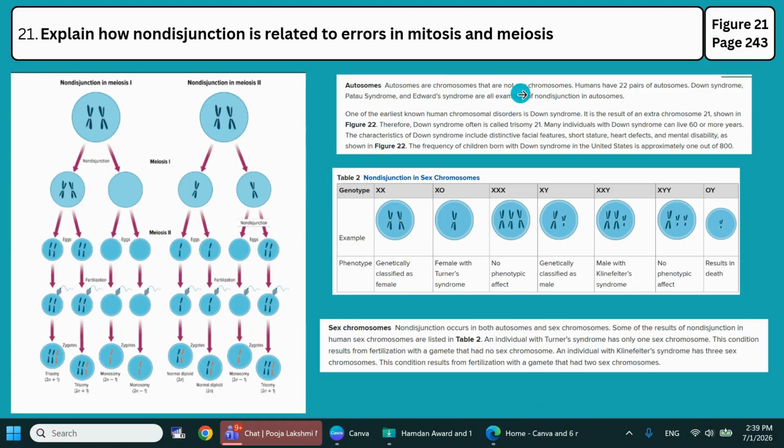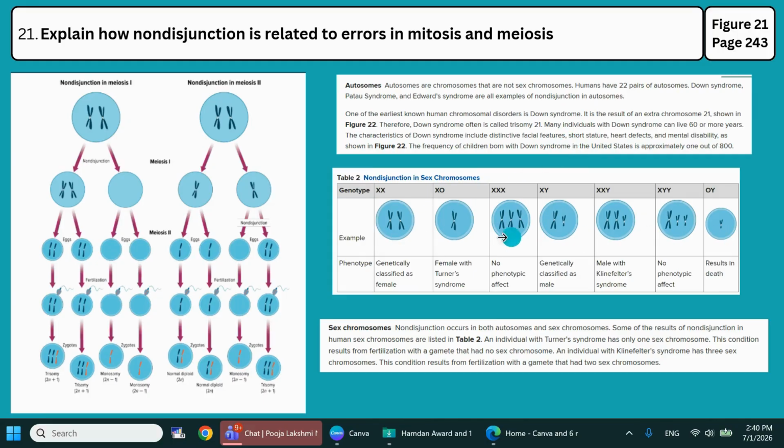Autosomes are chromosomes that are not sex chromosomes. Humans have 22 pairs of autosomes. Down syndrome, Patau syndrome, and Edwards syndrome are all examples of non-disjunction in autosomes. When it is taking place in autosomes, Down syndrome happens, Patau and Edwards. One of the earliest known human chromosomal disorders is Down syndrome. You all have heard about it. It is when there is an extra chromosome 21. So when there is an extra chromosome 21, there is Down syndrome. So often it is called trisomy 21 also, because there is one extra chromosome in this.